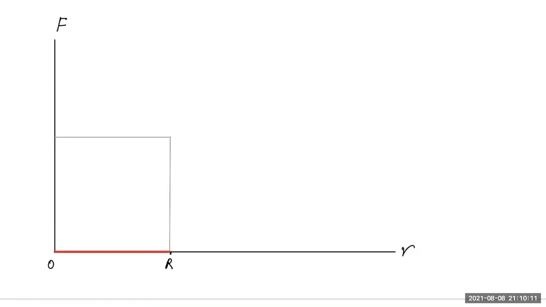And then it jumps to GMm over r squared outside. So it looks like this outside, okay? So this force is GMm, the usual expression of the force between two point masses. So I would write it GMm over r squared. Okay, so there's a sudden jump for a shell. Okay, this is for a shell.